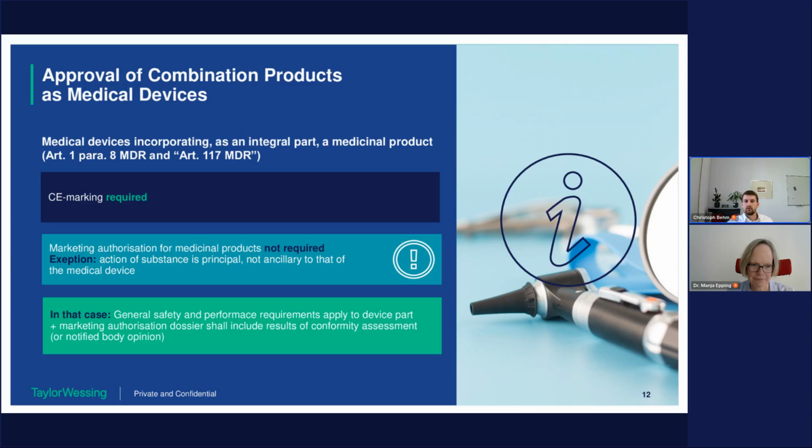Let's come to the approval procedure. It's one of the most important questions. How are combination products authorized? For medical devices incorporating as an integral part a medicinal product, which I mentioned earlier as the first group in the examples, a CE marking is required. Up to this point, there are no differences compared to a normal medical device. A marketing authorization for the combined medicinal product is not required. This applies, for example, to the plasters with silver coating mentioned earlier.